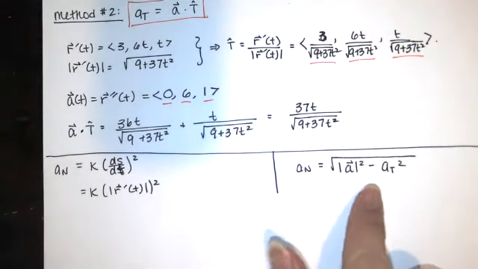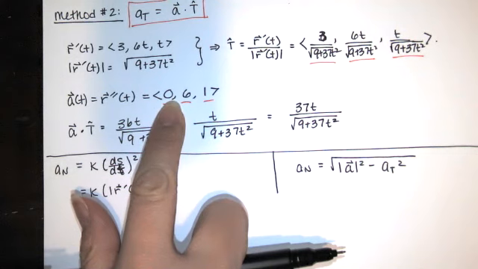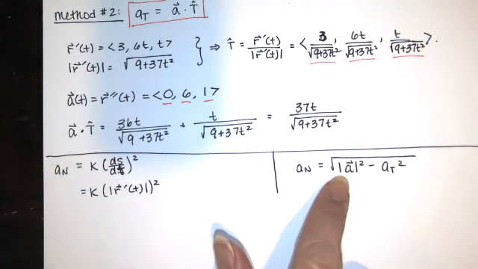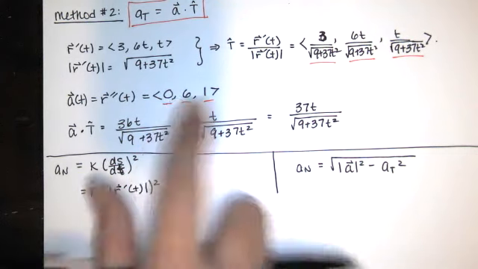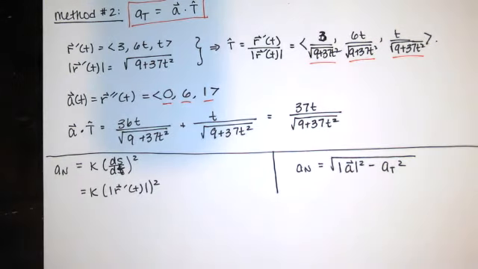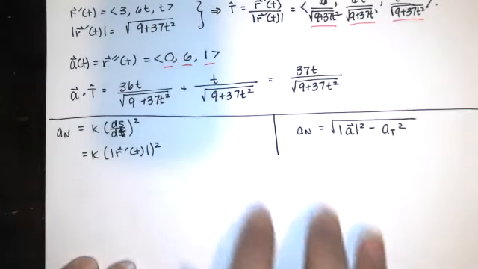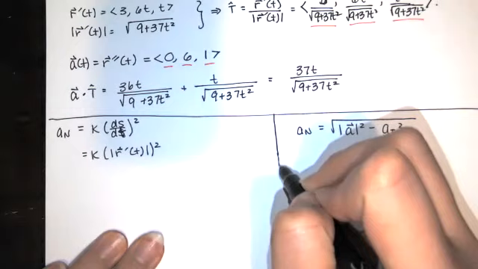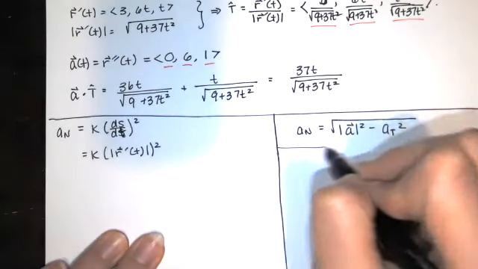I think I want to use this one. Look how simple A is. How easy would it be to find the magnitude of the acceleration vector? And then just take that and square it and subtract. So that's what we will do over here. So that's method number 2.